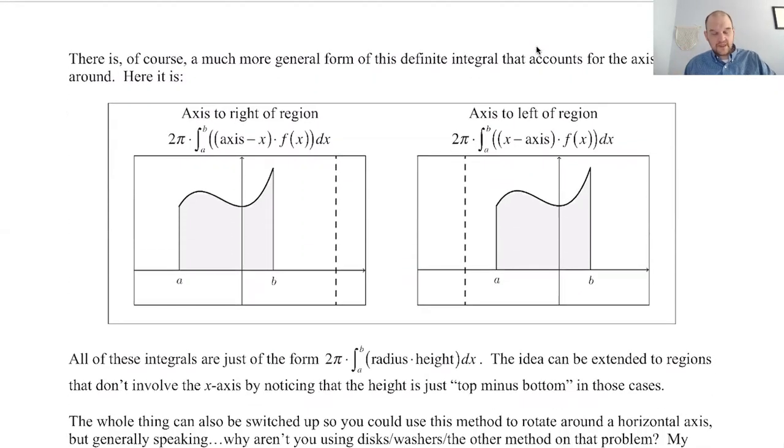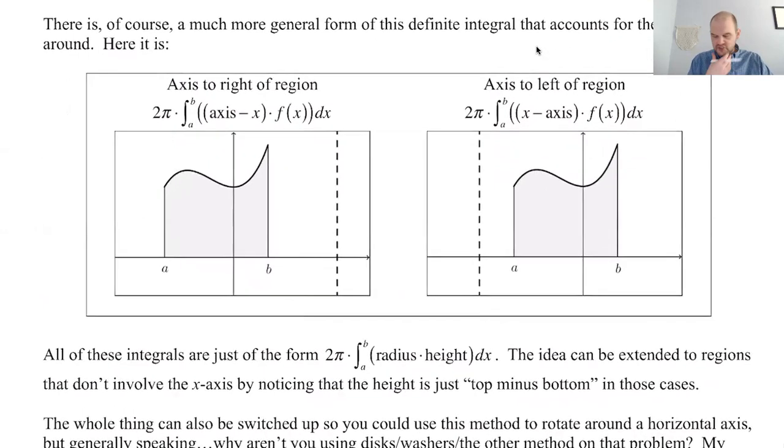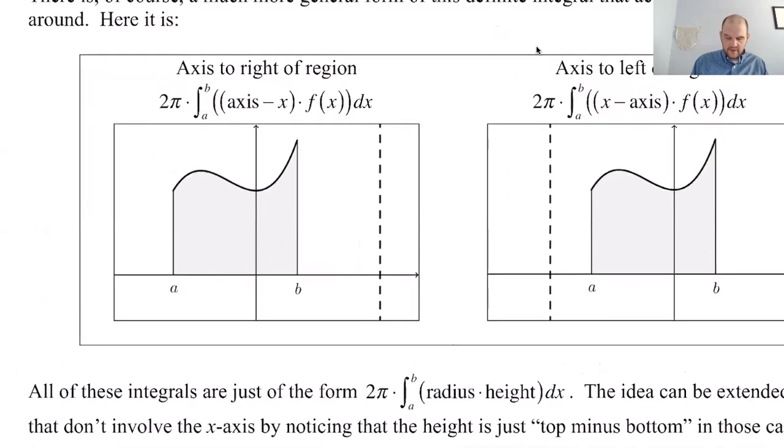Things can be a little more complicated if you're not going strictly around the y-axis, or basically, where is the region? Because the radius needs to be positive. This is not the same as when you're doing volumes by discs and washers, the other method, where you're just going to square your radius, so it doesn't make a difference. Here it makes a difference because you're not squaring. You're just doing radius times height.